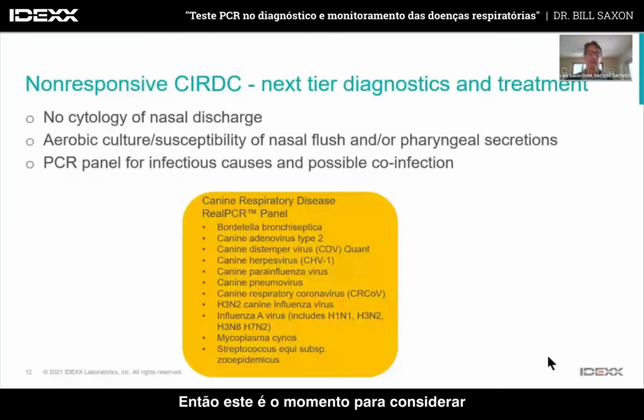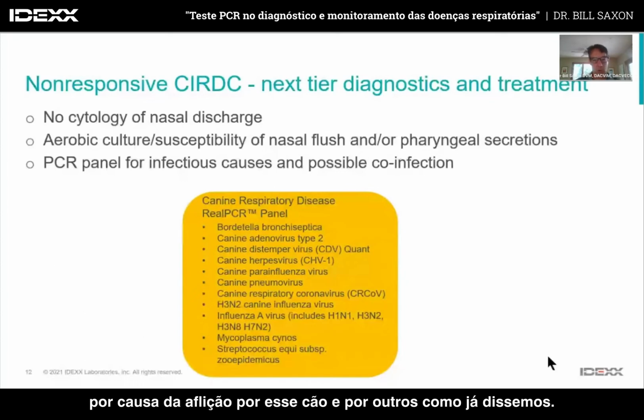And then this is the time to consider a PCR panel for other infectious causes or co-infections. And here's the list, and it's quite long. As you can see, it covers pretty much all the culprits. And again, for the canine distemper virus PCR, we have quantitative, and this is important because some young puppies that come in with these signs may be in their vaccine series, and you still want to know if they have distemper because of the health concern for that dog and others, as we mentioned earlier.